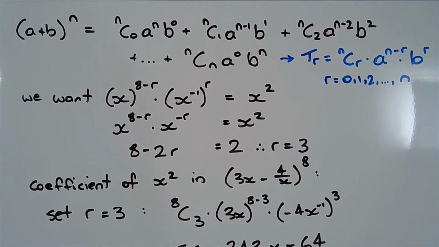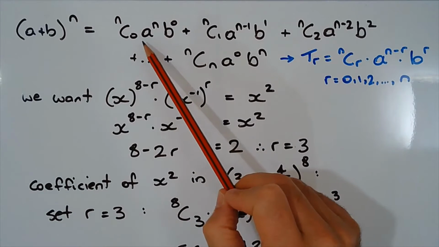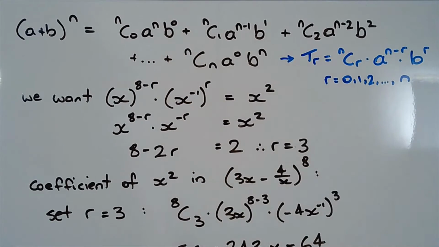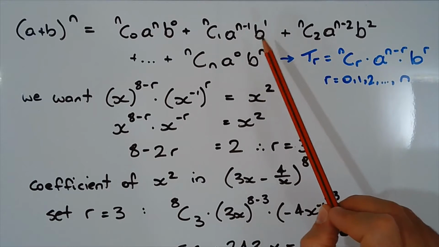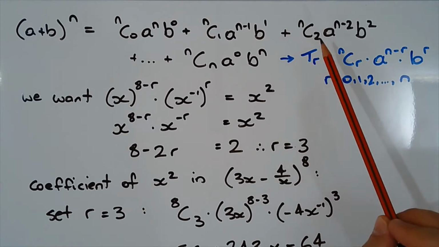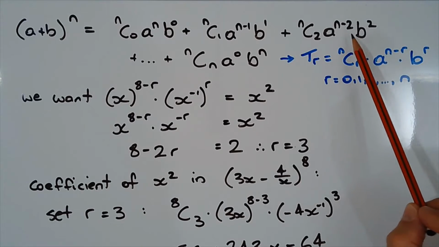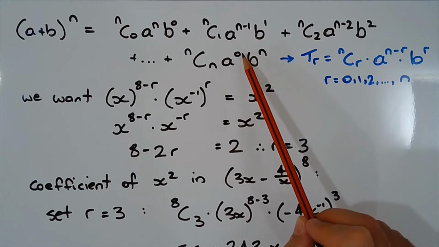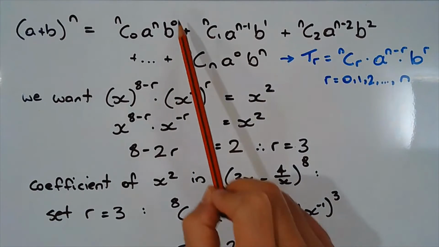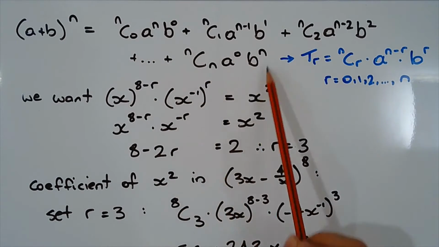Now using the binomial theorem, that's n choose 0 times a to the power of n times b to the power of 0, plus n choose 1 times a to the power of n minus 1 times b to the power of 1, plus n choose 2 times a to the power of n minus 2 times b squared, plus and so on, plus n choose n times a to the power of 0 times b to the power of n. So this is our first term, this will be our last term.